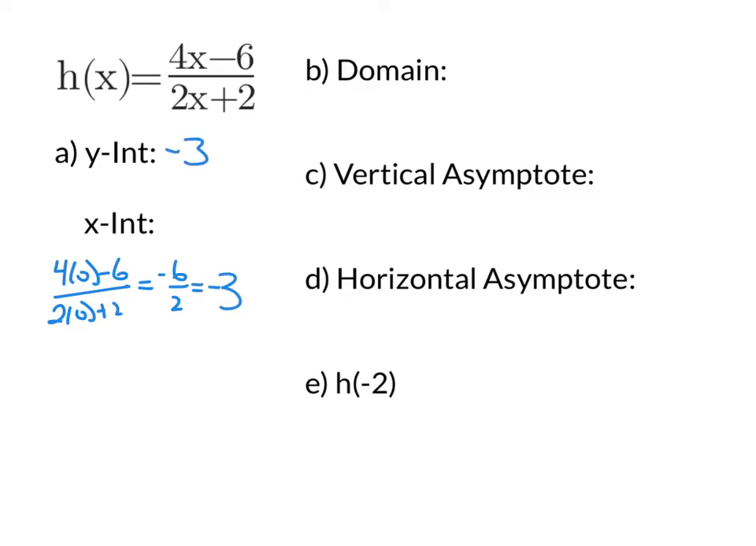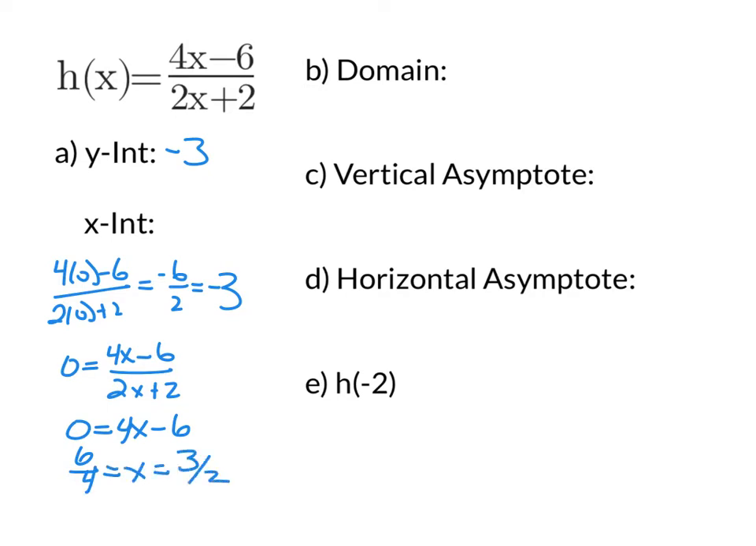That's our y-intercept. To find the x-intercept, we let y equal 0, so the y-coordinate, h of x, equals 0 and 4x minus 6 over 2x plus 2 equals 0. Multiplying by the denominator, I have 0 is equal to 4x minus 6. So we'll add 6 and divide by 4 to find out what x is. That simplifies down to 3 halves. So my x-intercept is at 3 halves, or 1.5.